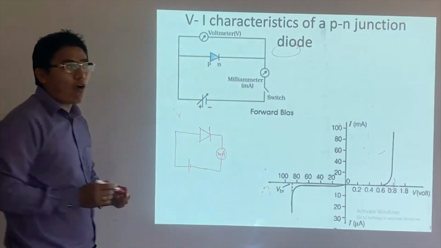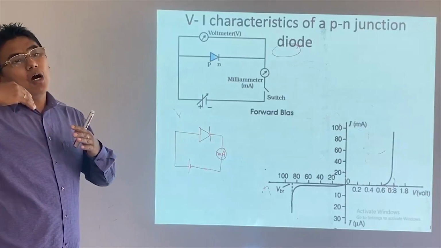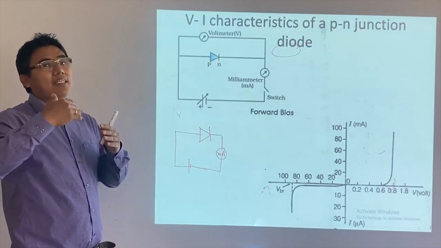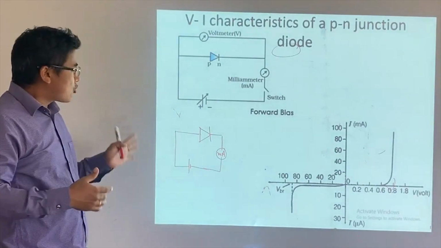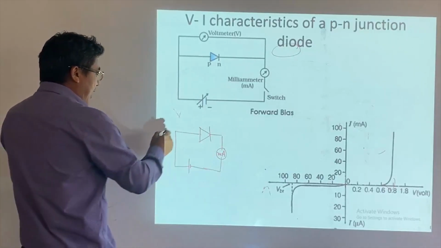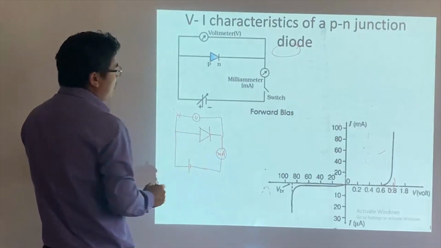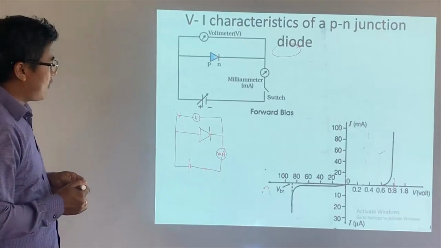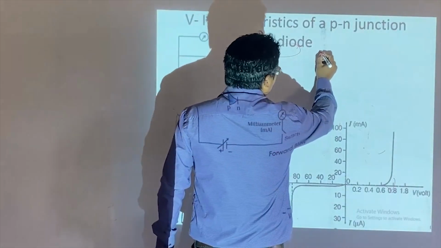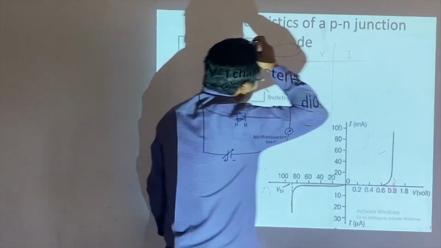So in case of forward bias, since it is the majority charge carrier, electrons, that goes from N to P, and since it is the majority charge carrier, that is holes, that goes from P to N, the current is always in terms of milliamperes. Right? And then I'm going to apply a voltage, and this is what we have. So this is forward bias. So I'll be having a voltage and a current, right? This is the simple table, right?